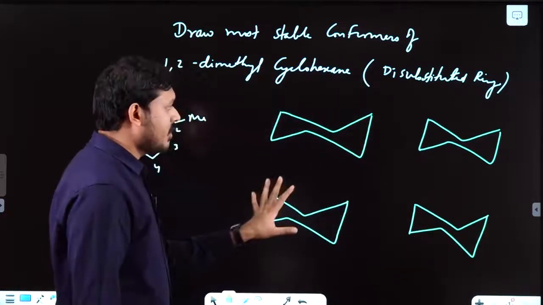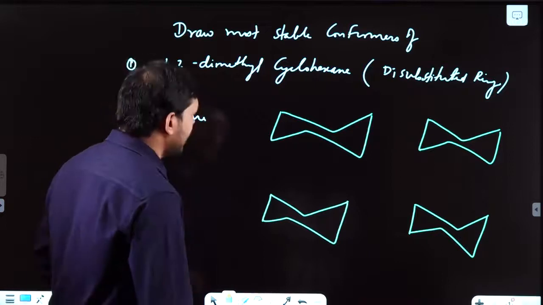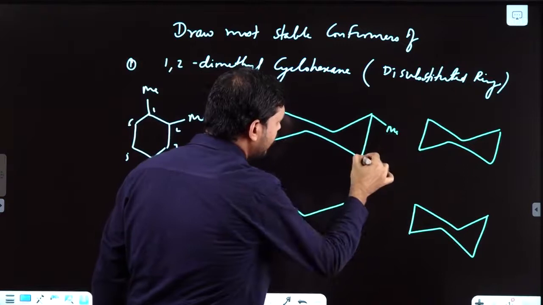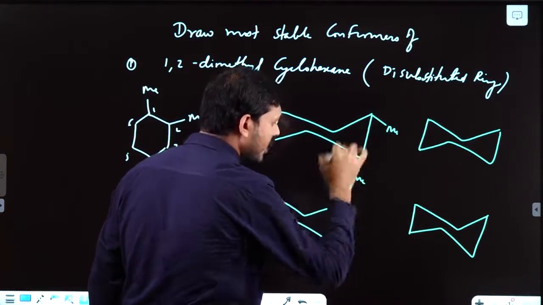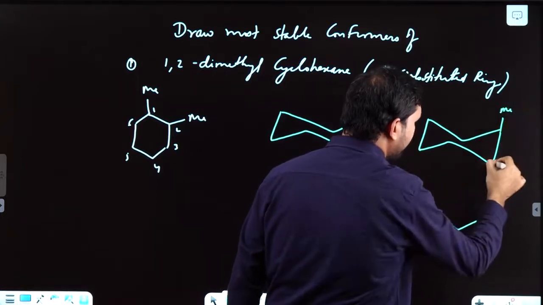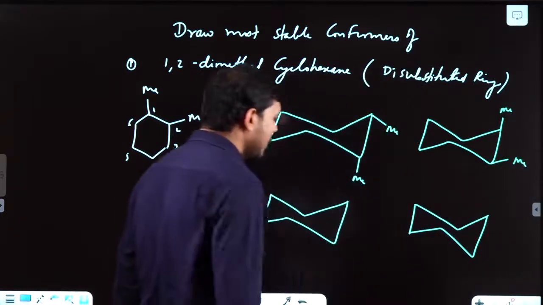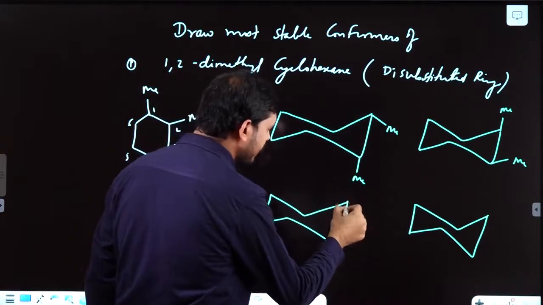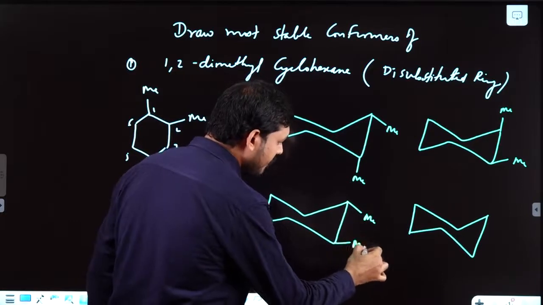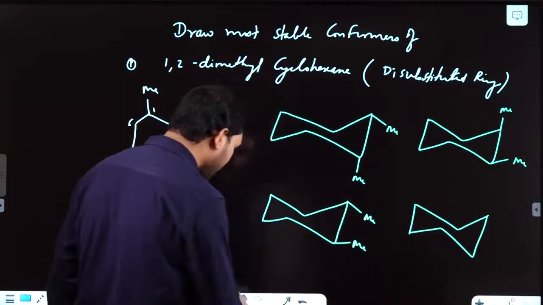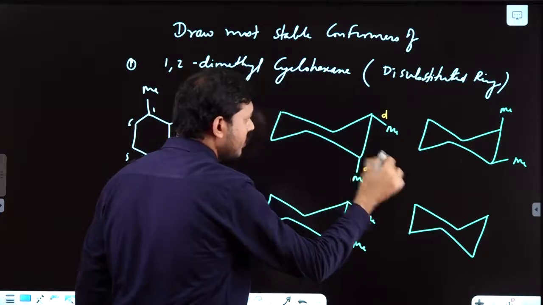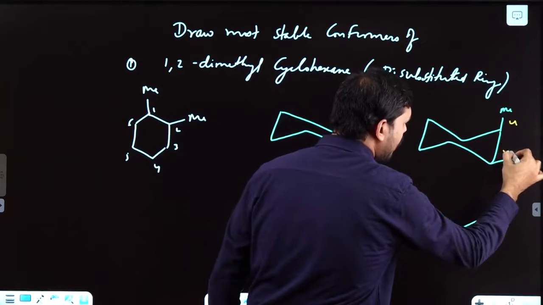See, I have drawn just cyclohexane. In the first case, let's take both methyls downside. In the second case, let's take both methyls upside. In the third case, let's take this methyl downside and this methyl upside. So what I have done, I am marking down, down, up, up, right?